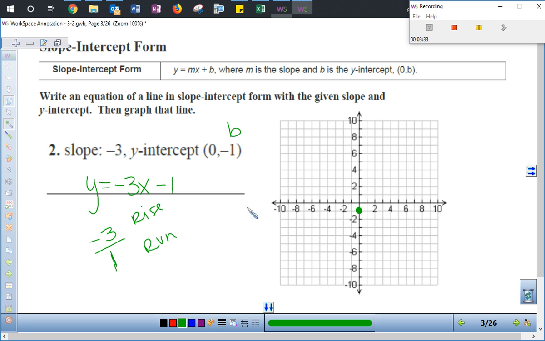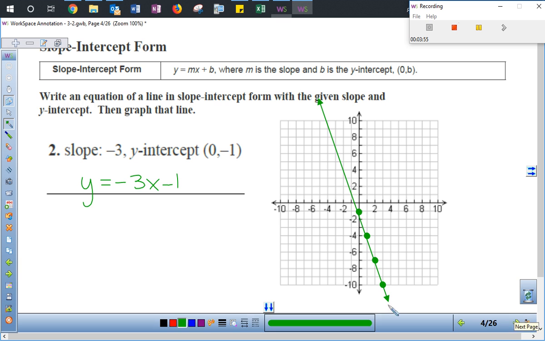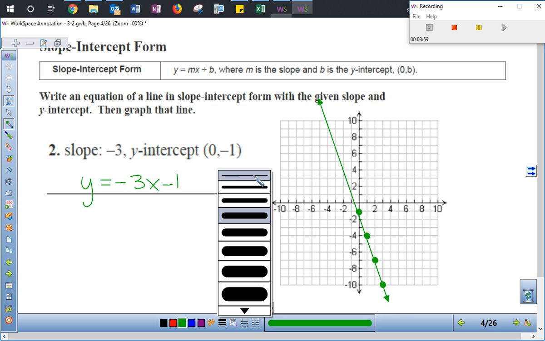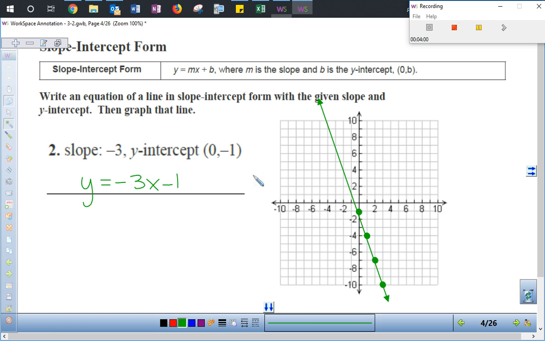So if I were to graph that, I'm going to start from this point. To rise negative 3, I need to go down 3, and to run positive 1, I need to go to the right 1. And again, I'm going to go down 3 to the right 1, down 3 to the right 1. Finally, once you have 4 points, take your straight edge and connect it all the way through. It needs to start on the outside of the graph and end on the outside of the graph, and we always need to put arrows on the end of that. Now, what I want to bring your attention to is that slope of negative 3 again.